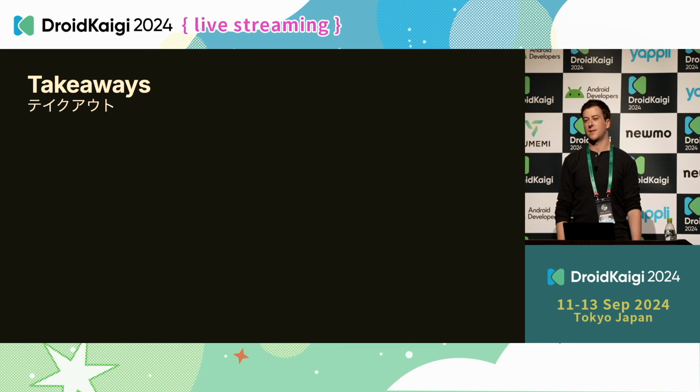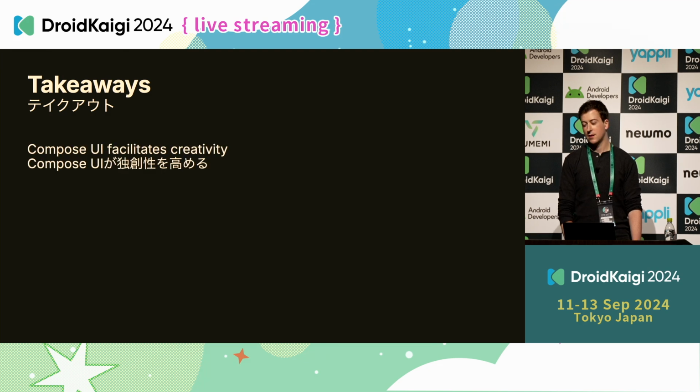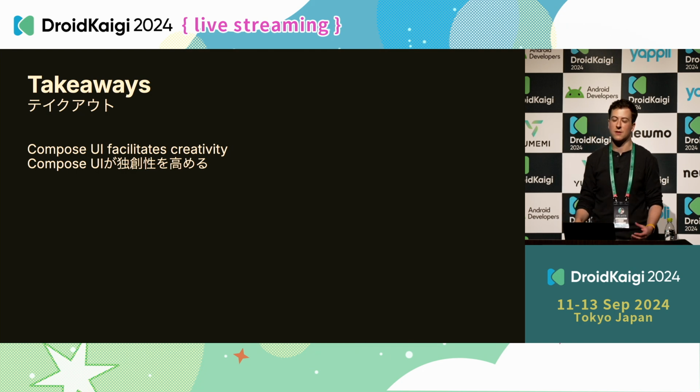So what are the takeaways from this talk? Compose UI is just super cool. It lets you do all sorts of stuff to be really creative. I think the types like path and generic shape and offset having no runtime cost are just super cool. You can play with it and do really interesting things.